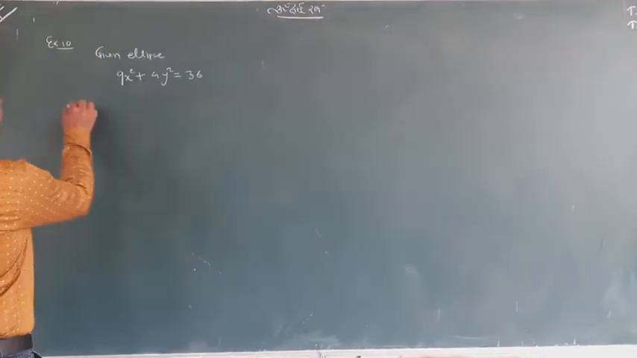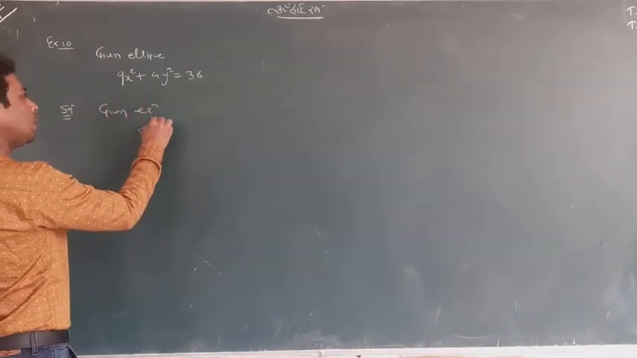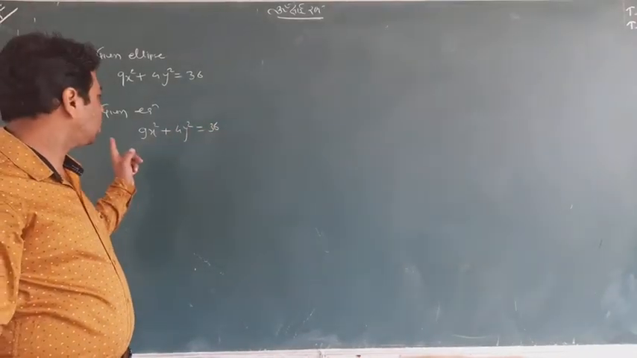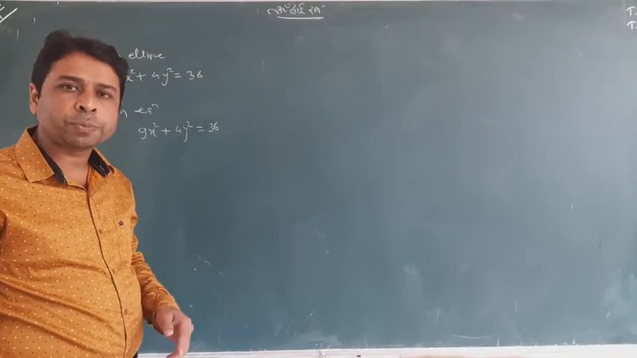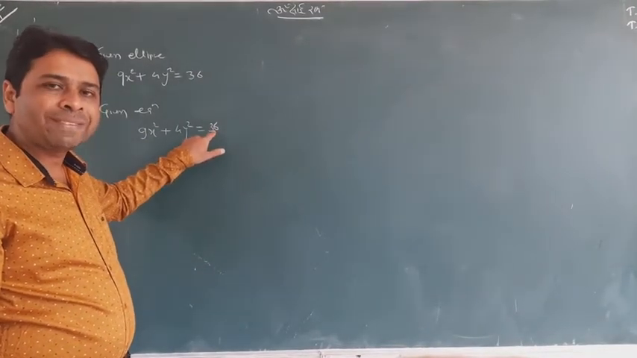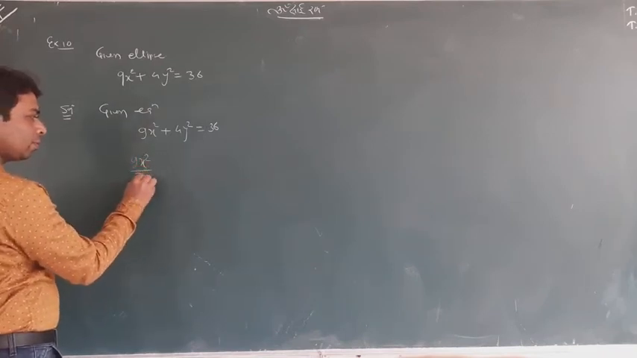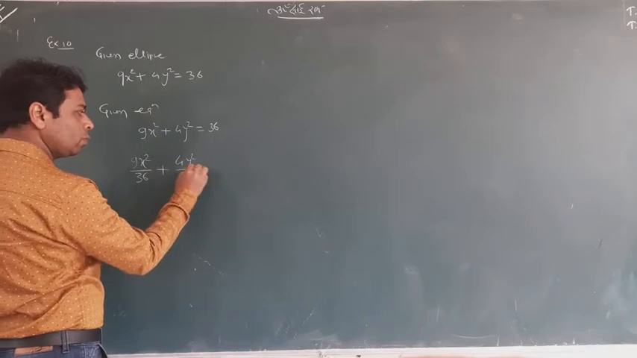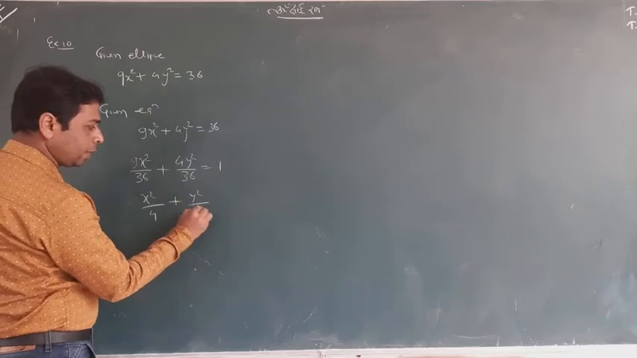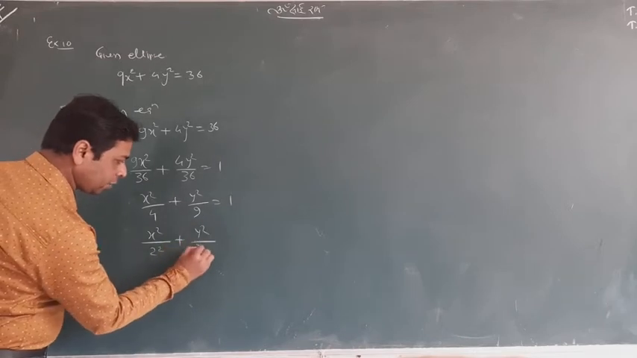First of all, you write your equation in proper manner. It is not exactly looking like the general form of the ellipse, x square upon a square plus y square upon b square equal to 1, which I need. So I will divide by 36. You will have x square upon 4 plus y square upon 9 equal to 1, and you write that as 2 square and 3 square.